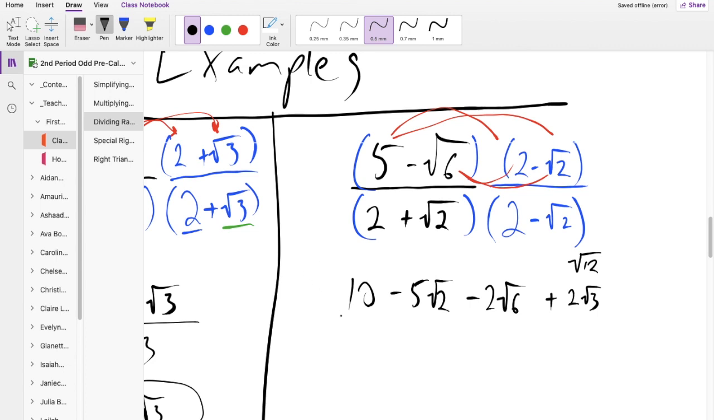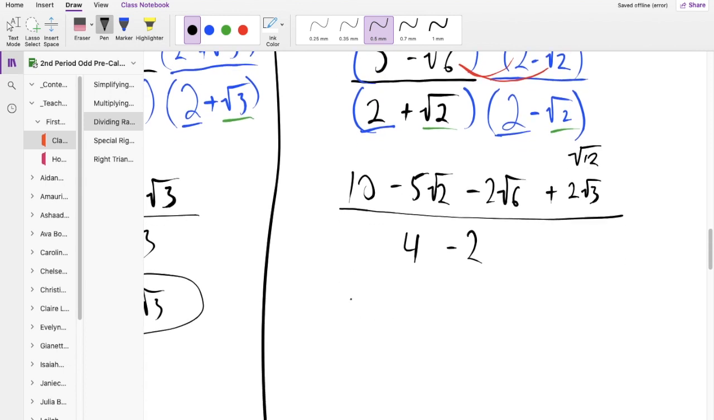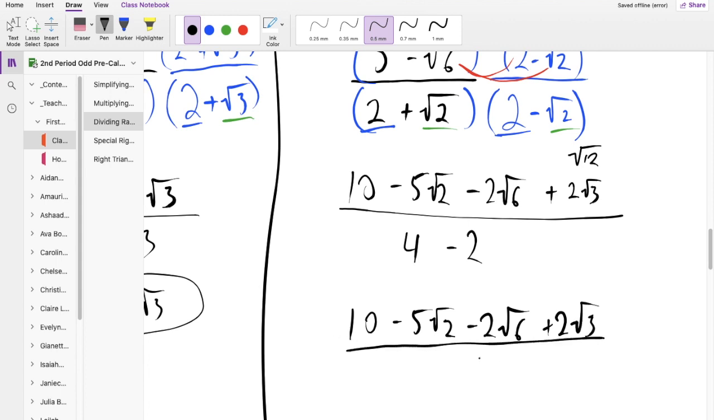So in my denominator, now I'm going to be distributing, but since they're conjugate pairs, I only need to multiply the first, then multiply the last, and then simplify. So 2 times 2 gives me 4. And the square root of 2 times the negative square root of 2 gives me a negative 2. So our final answer is just going to be 10 minus 5 root 2 minus 2 root 6 plus 2 root 3 all over 2.